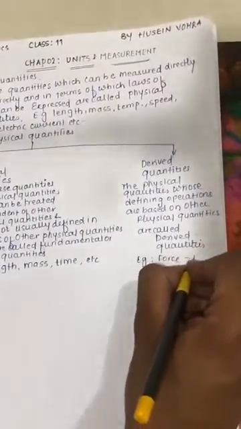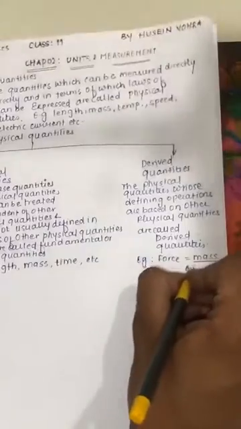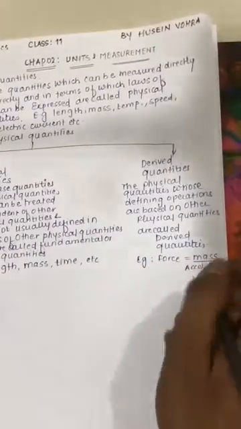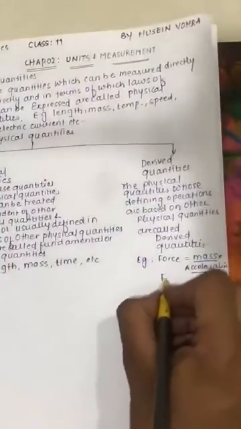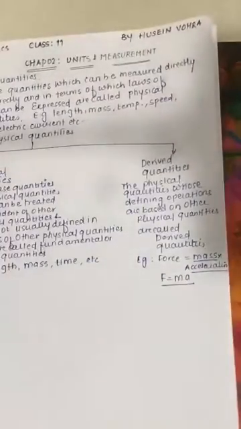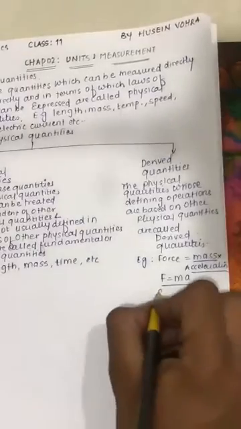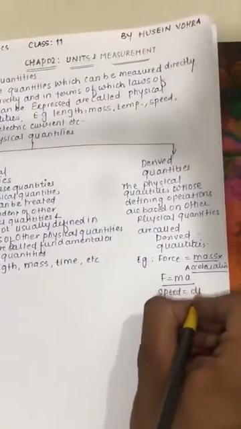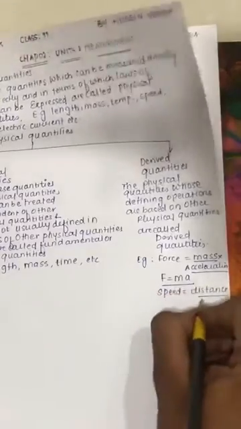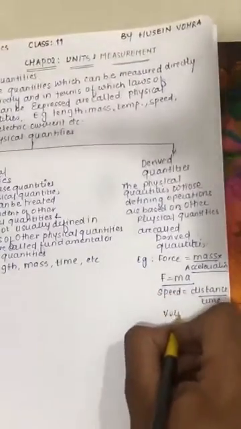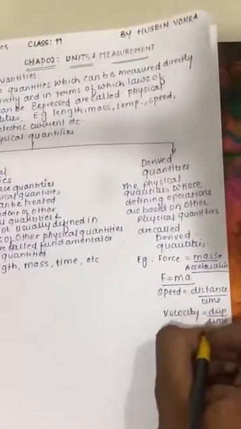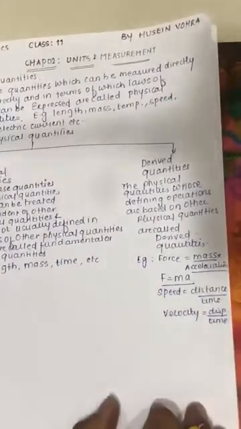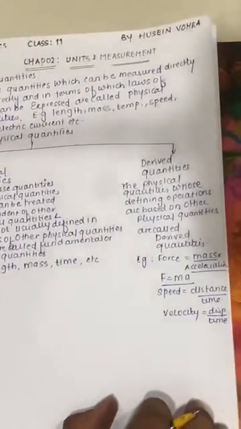Example, force. Everybody knows force is mass into acceleration. You write F is equal to ma. So force is equal to mass into acceleration. Speed is equal to distance upon time. Velocity is displacement upon time. These quantities are derived from fundamental quantities, so they are derived quantities.